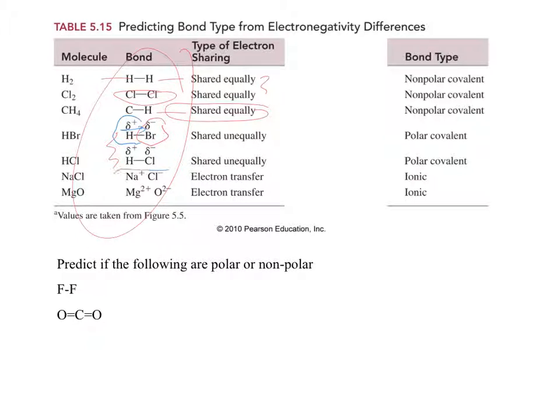And then these ones down here, metals to nonmetals, those are ionic, as it says over here, because I've got a metal completely giving away an electron.